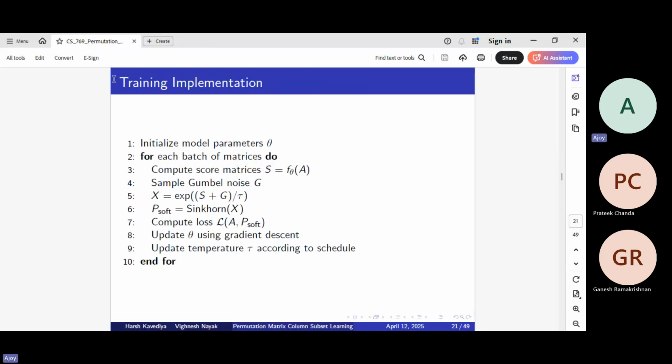So the training implementation is we get the scoring matrices from our neural network model. Then we use Gumbel noise to get a sample. Then we normalize it using Sinkhorn normalization. We can compute the loss between the reconstruction.